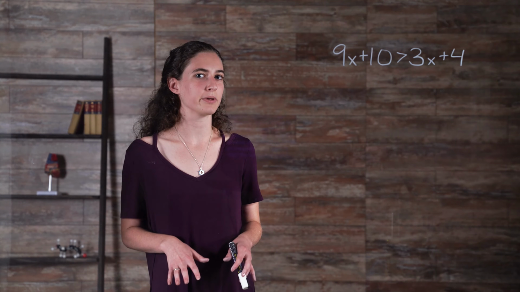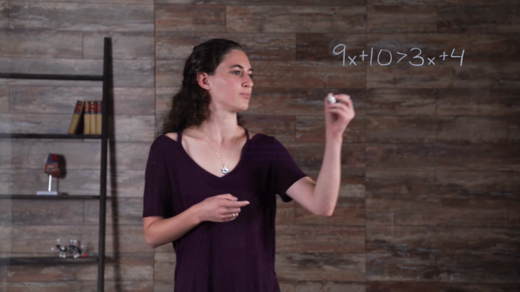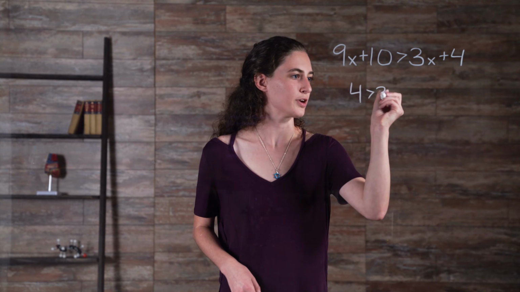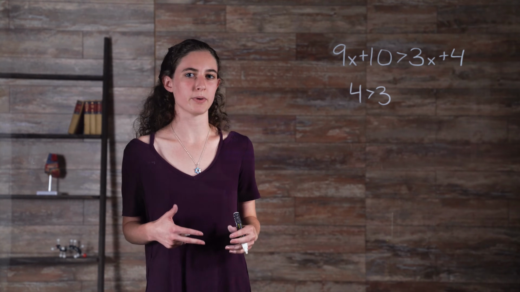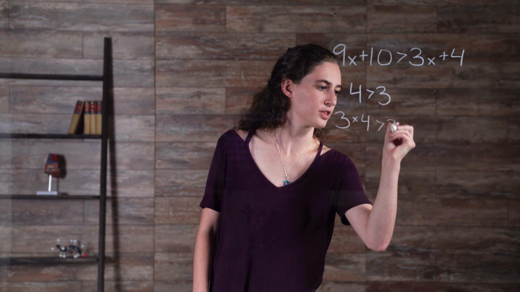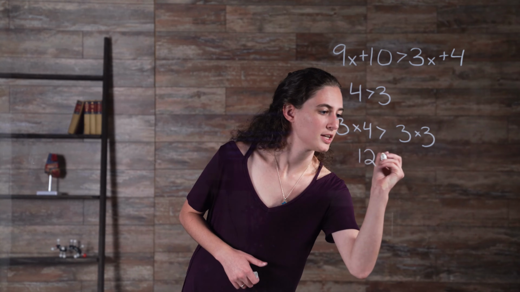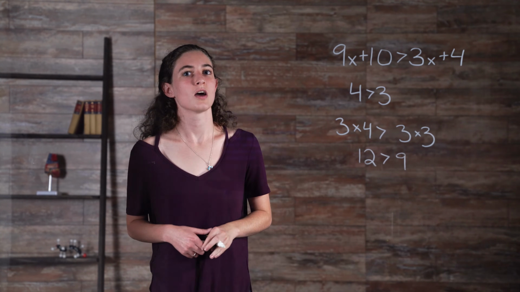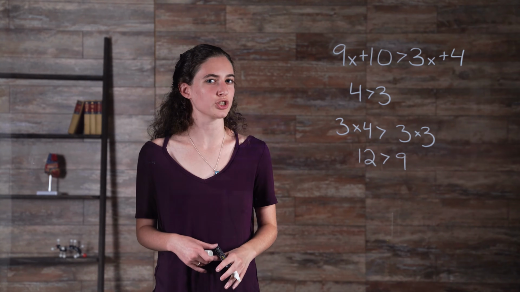Negative numbers work differently. This is where it gets a little bit complicated. Anytime you use a negative number to multiply or divide an inequality, you have to flip the inequality sign to keep the equation true. For example, 4 is greater than 3. We know that's true. So let's expand on both sides a little bit. 3 times 4 is greater than 3 times 3. In this case, 12 is greater than 9. Once again, that's true.